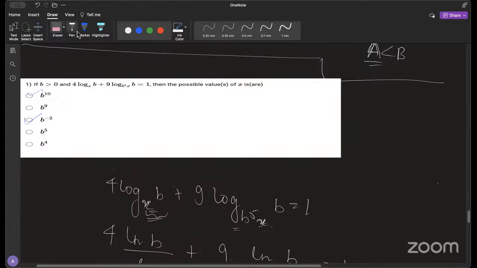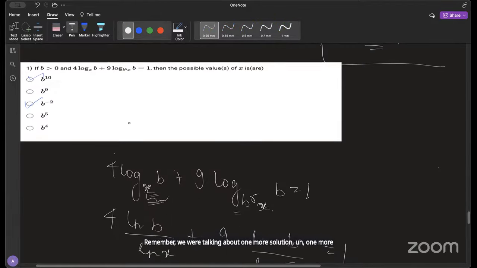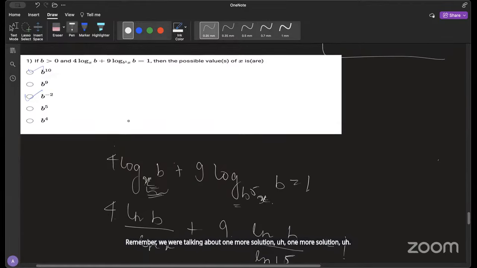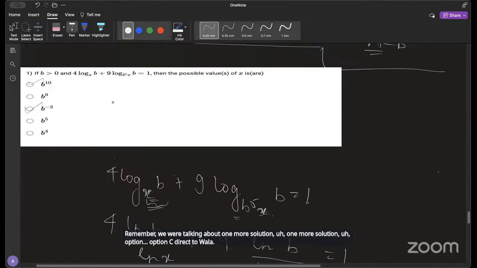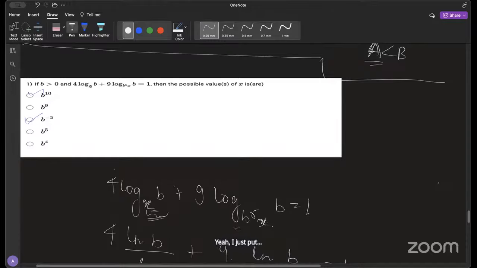Both of the answers are right, by the way. Ma'am, you are talking about one more solution, option, directly that one. Yeah, just put it here. If you put b to the power 10 here, you'll have 4 log x, log b to the power 10 b.